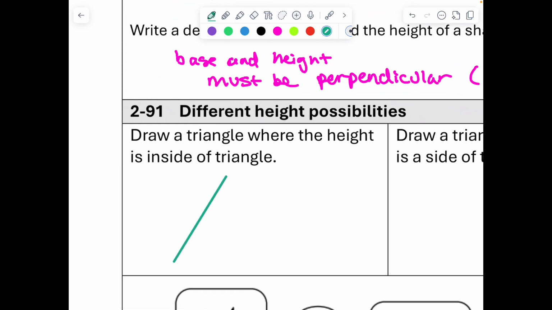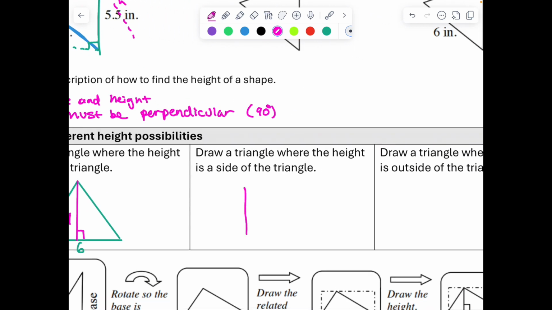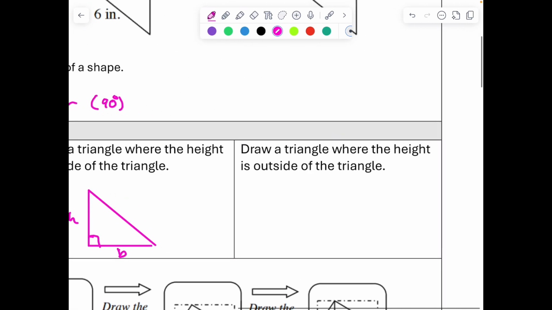We're going to draw a triangle where the height is inside the triangle, okay? So we could make this triangle right here. Let's say our base is 6 and our height inside the triangle would look like this. Okay, and let's just say that's 4. Where the height is a side of the triangle. Okay, so that would be a right triangle. So that's the height, here's the base.